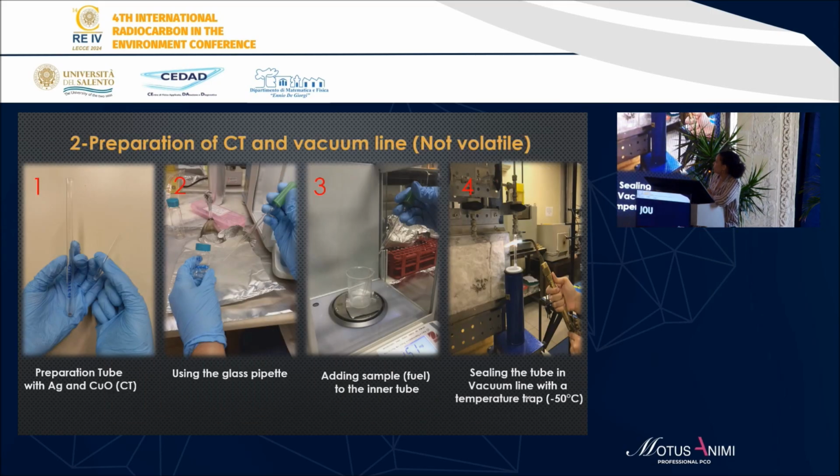So only to show the process, in this case for a non-volatile sample, we have a combustion tube with reagent silver and copper oxide, and we have an inner tube, and I put the sample in. For a non-volatile sample, I use a glass syringe. I weigh around 2.5 milligrams of the sample, and I freeze the sample. I can use a liquid nitrogen trap or minus 50 degrees Celsius, and put it in the vacuum line, to the vacuum, and seal with a blowtorch.